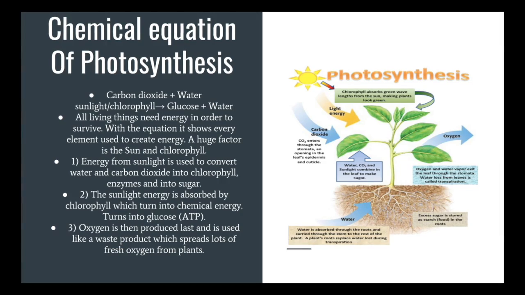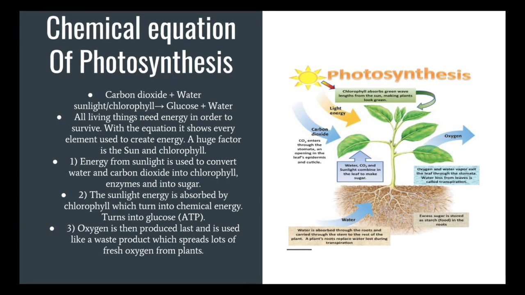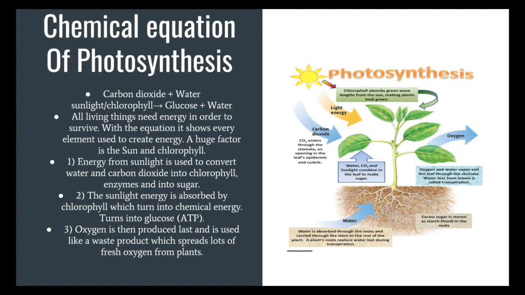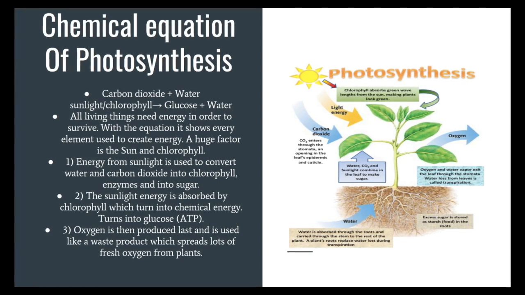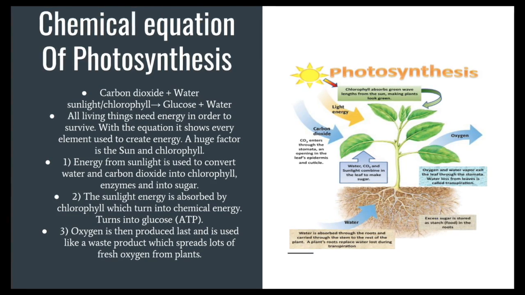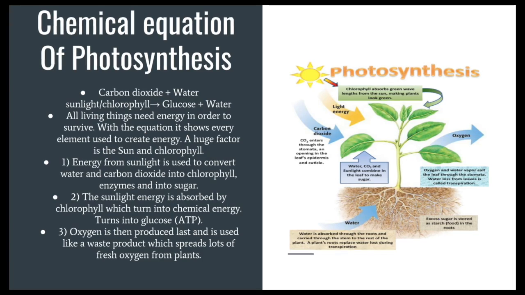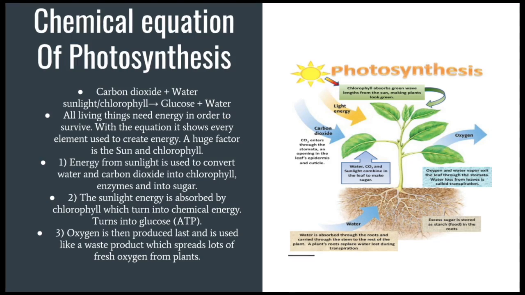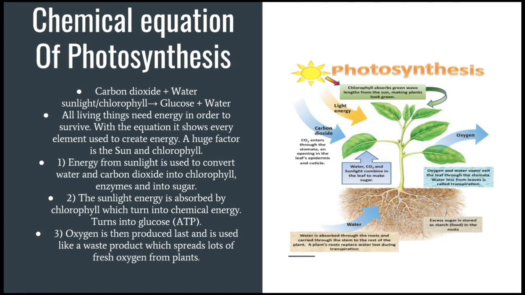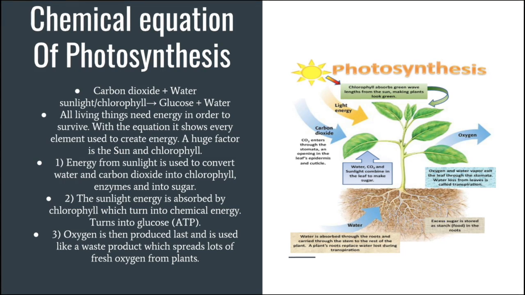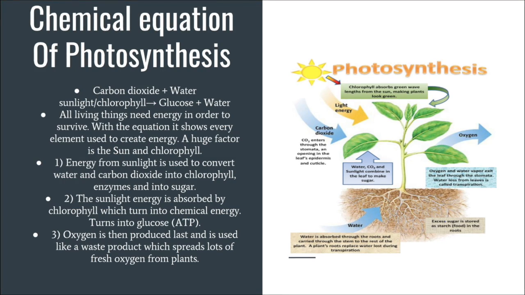All living things need energy in order to survive. The equation shows every element used to create energy. A huge factor is the sun and chlorophyll. Number one, energy from the sunlight is used to convert water and carbon dioxide into chlorophyll, enzymes, and sugar. Number two, the sunlight energy is absorbed by chlorophyll, which turns it into chemical energy, glucose, and ATP. Number three, oxygen is then produced. Last, it is released like a waste product, which spreads lots of fresh oxygen from plants.